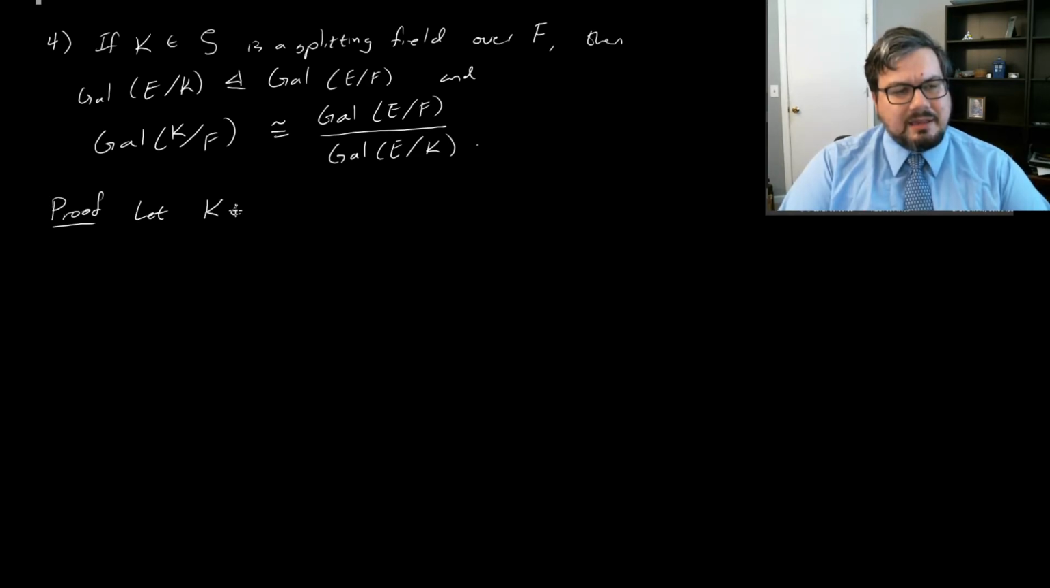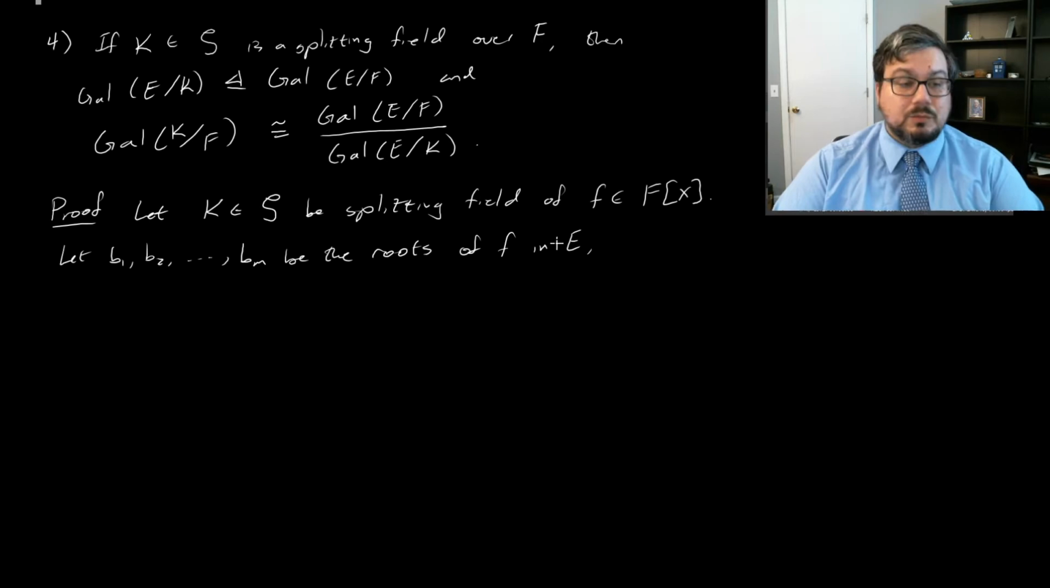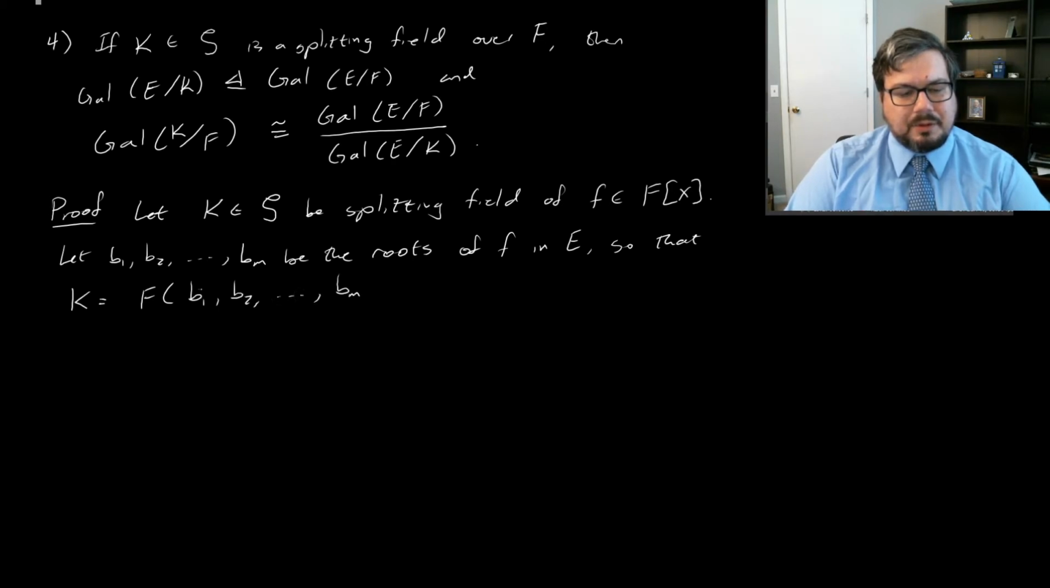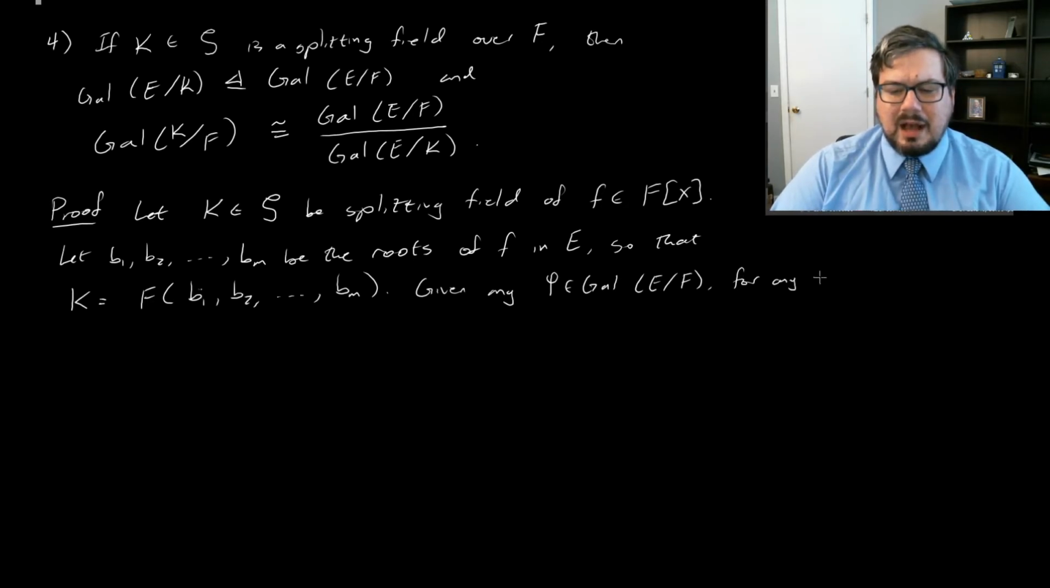So let's let K be the splitting field of some little f inside the polynomial ring over the field F. Now let's let B1, B2, up through Bm be the roots of little f in E, or also in K, so that we have that K is equal to F of B1, B2, up through Bm, the smallest field containing F and these roots.